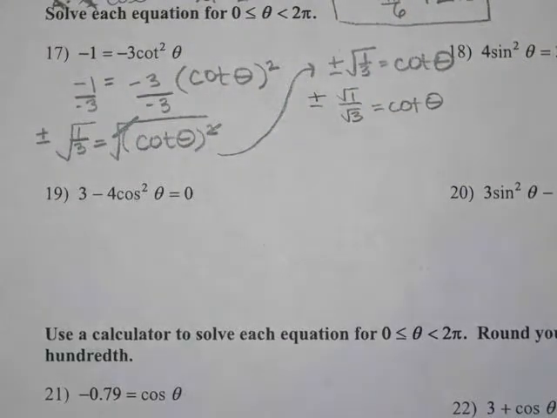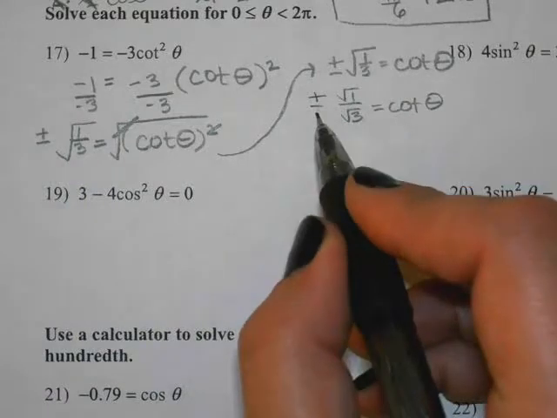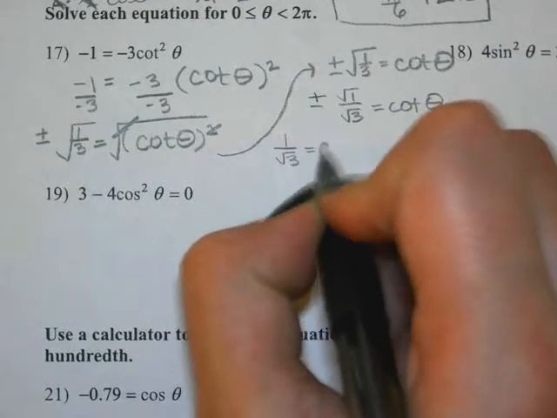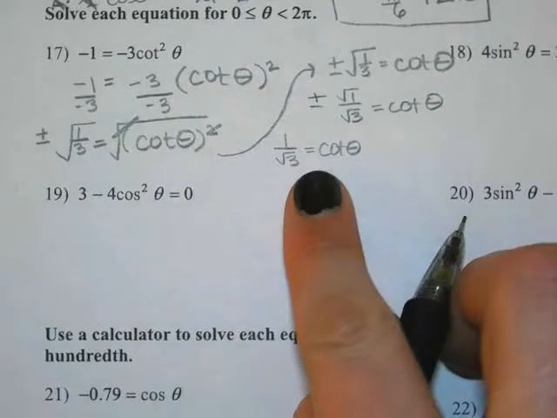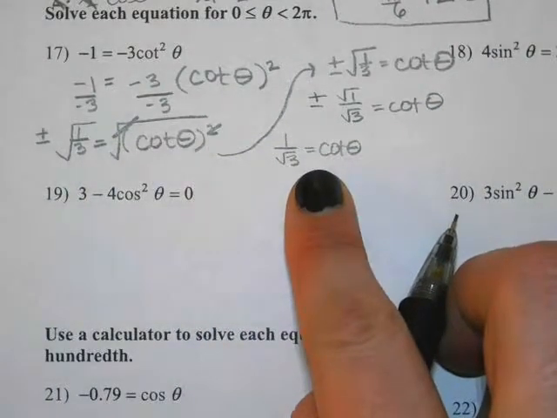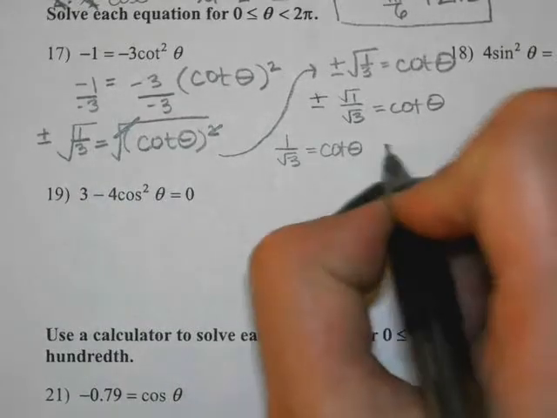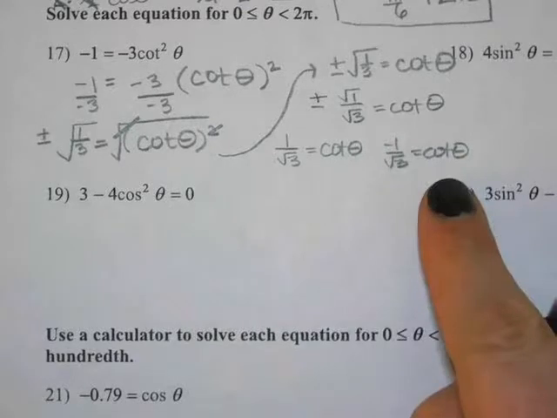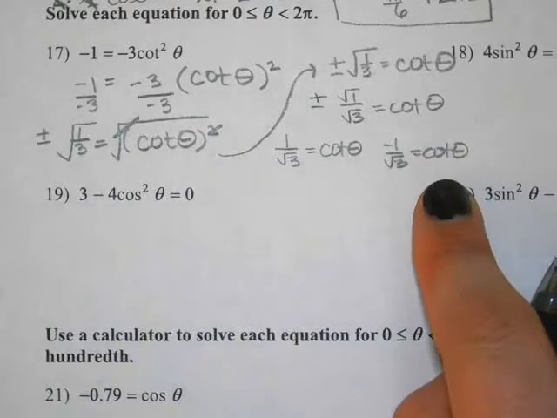1, okay. So we have two sets of equations here. I have 1 over square root of 3 equals cotangent theta. That is going to give me 2 answers on the unit circle. I also have negative 1 over square root 3 equals cotangent theta. That is also going to give me 2 answers on the unit circle. So that means I have 4 answers for this problem.